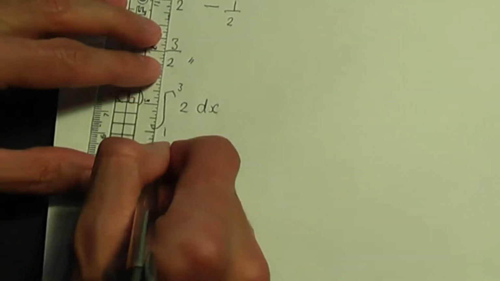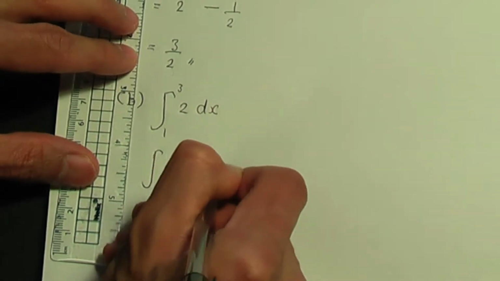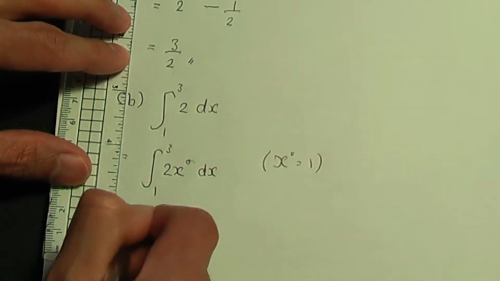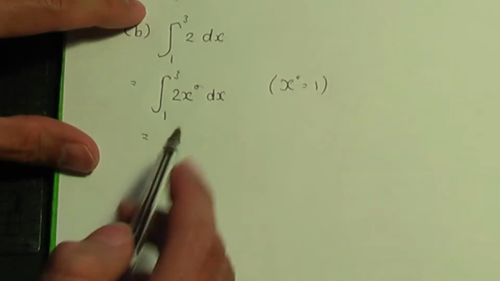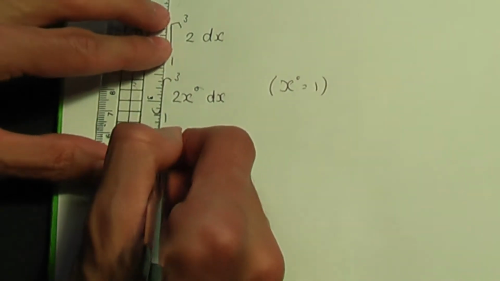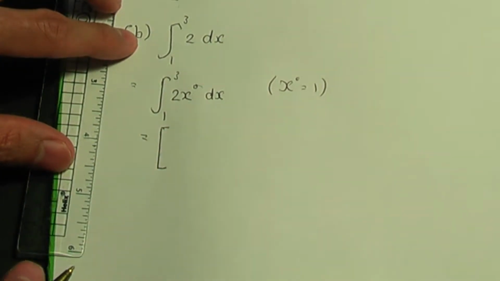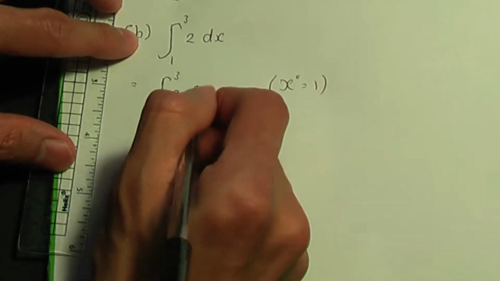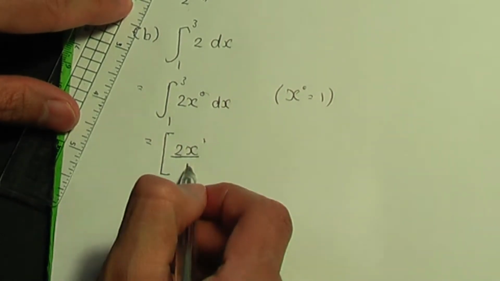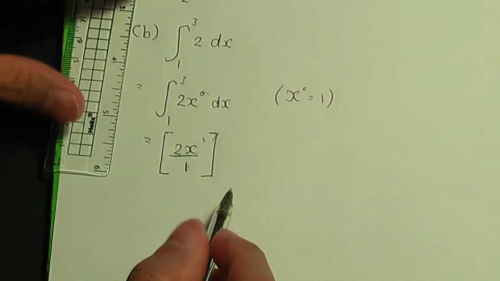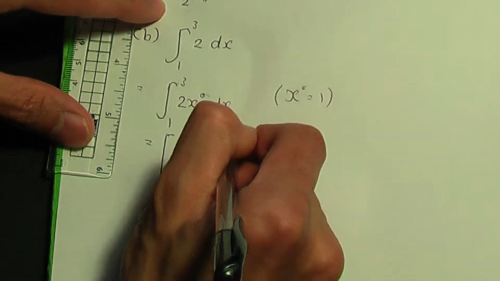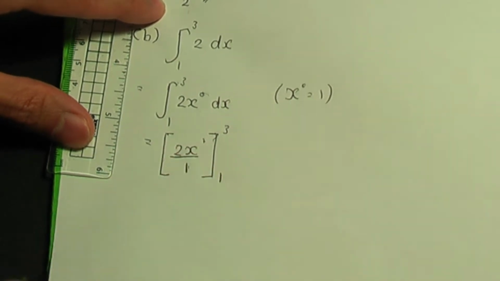Now with 2, I could write that as 2x to the power 0, as x to the power 0 is 1, remember, between limits 1 and 3 in this case. So remember the idea of integration: add 1 to the power and divide by the result of adding 1 to the power. Since I've got a definite integral, an integral with limits, let me open up a square bracket. So if I add 1 to the power, 0 plus 1 is 1, divided by the result of adding 1 to the power, which is also 1. Close that square bracket, and we write our limits on the right hand side: upper limit on the top, lower limit on the bottom.